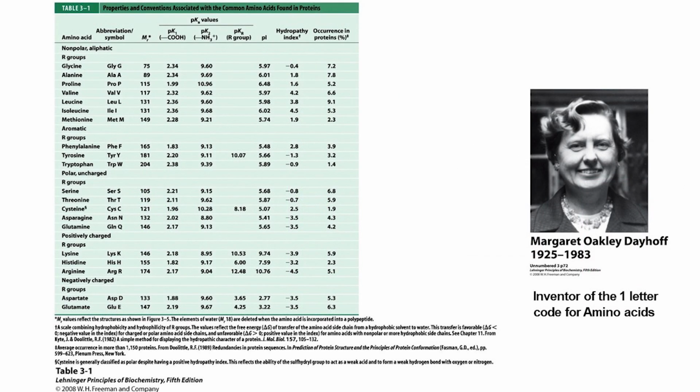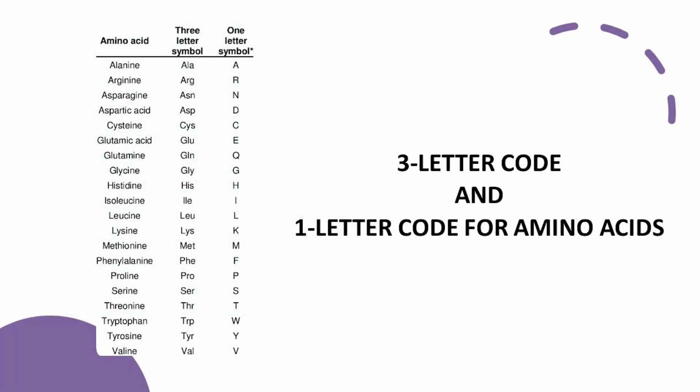The amino acid names can be abbreviated into 3-letter codes or 1-letter codes. The inventor of the 1-letter code for amino acids is Margaret Dayhoff. The 3-letter codes for amino acids are the first 3 letters of the amino acid names. For example, alanine is ALA, lysine is LYS, histidine is HIS. The 1-letter code is somewhat not always the first letter of the amino acid name. Alanine is A, glycine is G, but lysine is K and tryptophan is W.